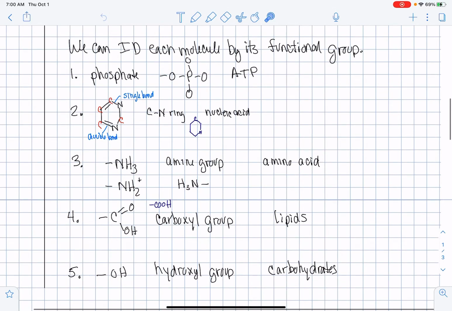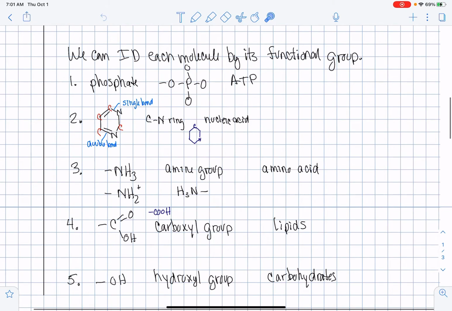A phosphate group: if you look at a molecule and you first look for this, you look for a P surrounded by 4 O's. That's the phosphate group, functional group. These are the functional groups. And the molecule is ATP.